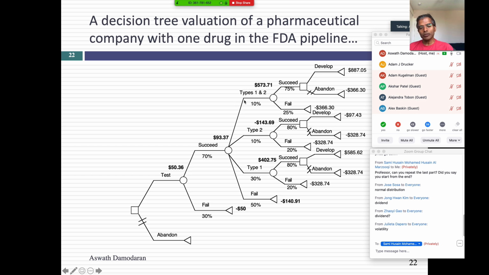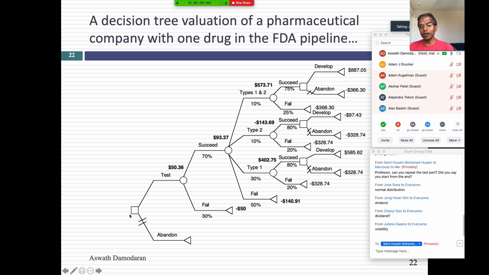If the follow-up test turns out that this drug is good for treating both type 1 and type 2 diabetes, that's your best case outcome. Then you follow up with a second test. And if it succeeds, you develop the drug, and your best case outcome is this is a drug that treats both type 1 and type 2 diabetes, and the cash flow value that you get is 887 million. At each step, here's what I'm doing. I'm looking at the cash flows, I'm looking at the outcomes, and I'm taking an expected value. So if you go to the end nodes, you see that this drug could have values ranging anywhere from 887 million, the best case scenario, to minus 329 million in potentially the worst case scenario.